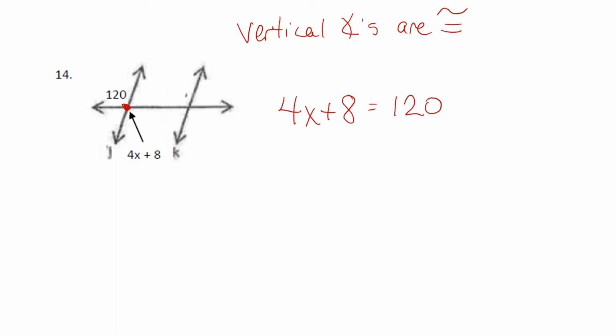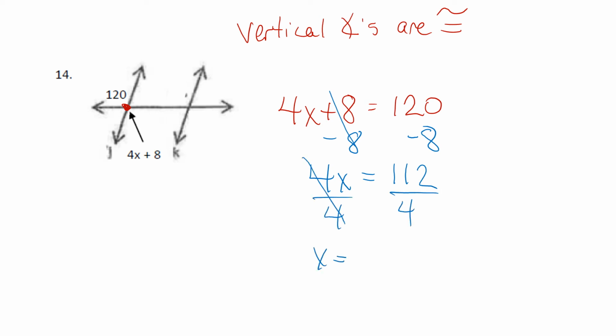Solve your two-step equation by subtracting 8 on both sides of the equal sign. It's going to leave me with 4x on the left, equal sign, 120 minus 8 would be 112. Divide both sides by 4 to get the x by itself. And x would be 28. And that's all I have to do on that problem because our directions were to find the value of x.